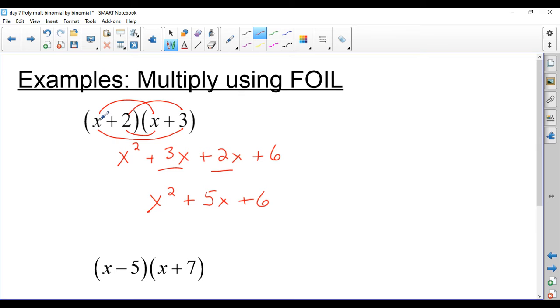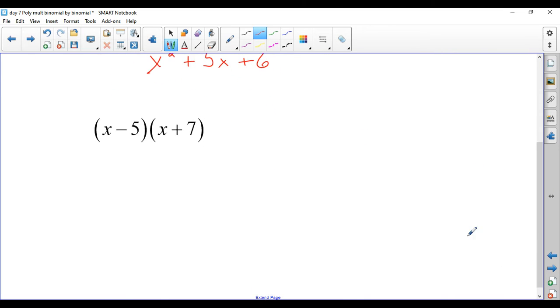So here you'll notice the x multiplied the x and multiplied the 3. The 2 multiplied the 3 and multiplied the x. Everything in the first binomial multiplied everything in the second one. Here's one more example using FOIL.